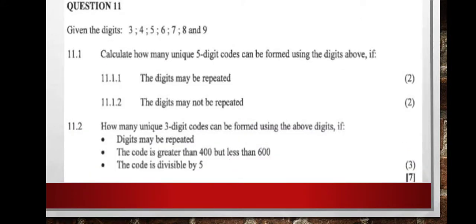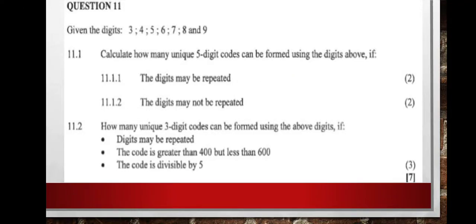Then 11.2 says how many unique 3 digits code can be formed using the above digits if the digits may be repeated, right? So here, number 1, the digits may be repeated. Note that one. Number 2, that means if the digits may be repeated, this now becomes independent events, right? So your first event doesn't affect the outcomes of the second event. The code is greater than 400 but less than 600. The code is divisible by 5.